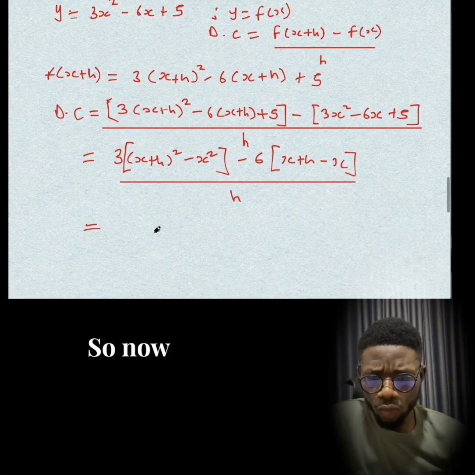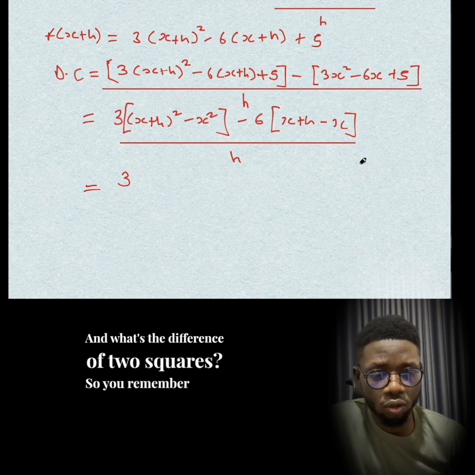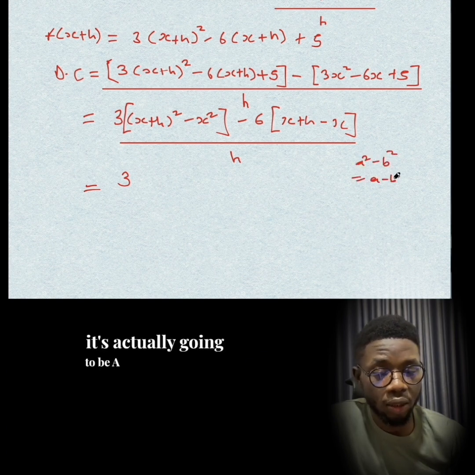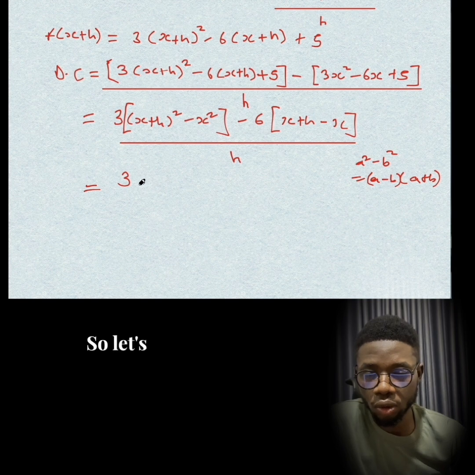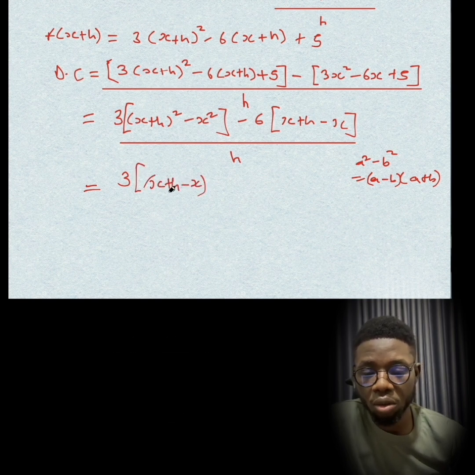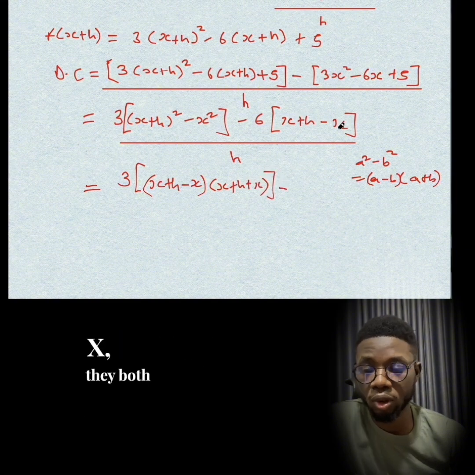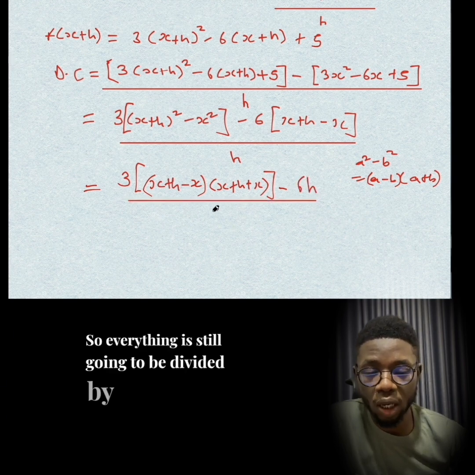Now, from this place, this is a difference of two squares. And what is a difference of two squares? You remember when you have a squared minus b squared, it's actually going to be (a minus b) multiplied by (a plus b). In this case, our a is going to be x plus h, and our b is going to be x. So that will be (x plus h minus x) multiplied by (x plus h plus x). That makes sense. And finally here, you see that negative 6x plus 6x cancel out, and we're left with negative 6h. Everything is still going to be divided by h.